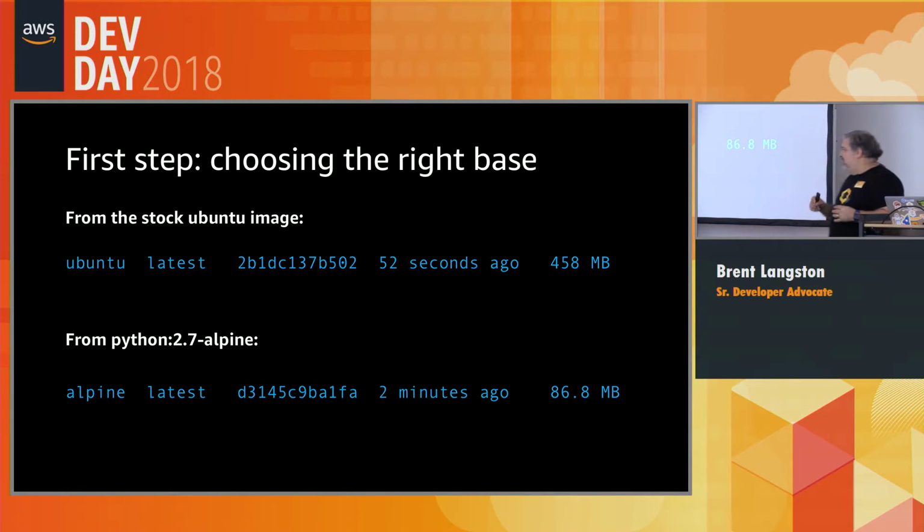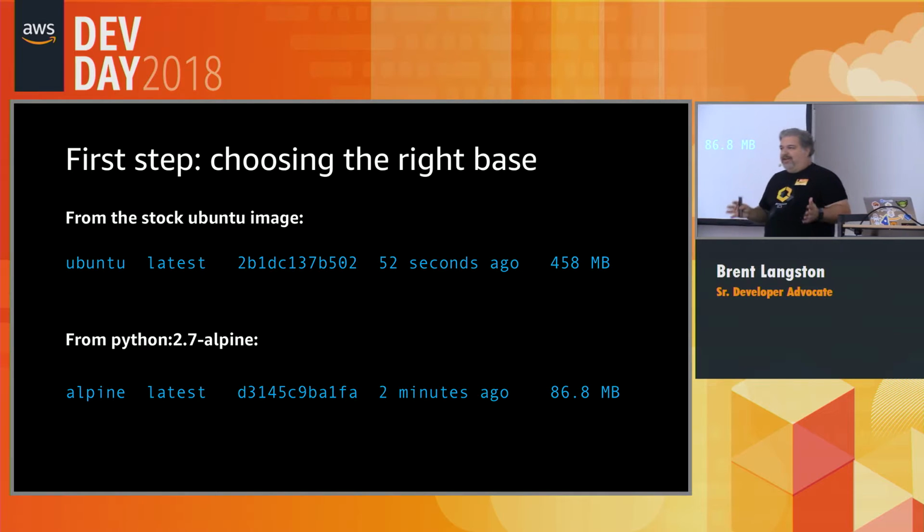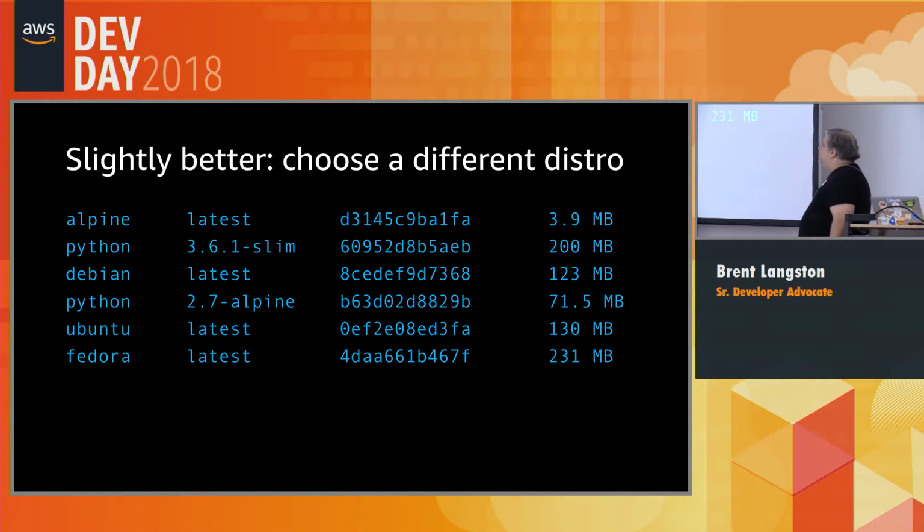So Alpine, the base image for it, this, by the way, is the Python version of Alpine. It's at 86 megs. The standard Alpine base image is 4 megs. So you can go from something very big to something very small by making a really simple change at the very beginning, switching from the stock Ubuntu image to the Python Alpine image. So these are some base images that you can take a look at.